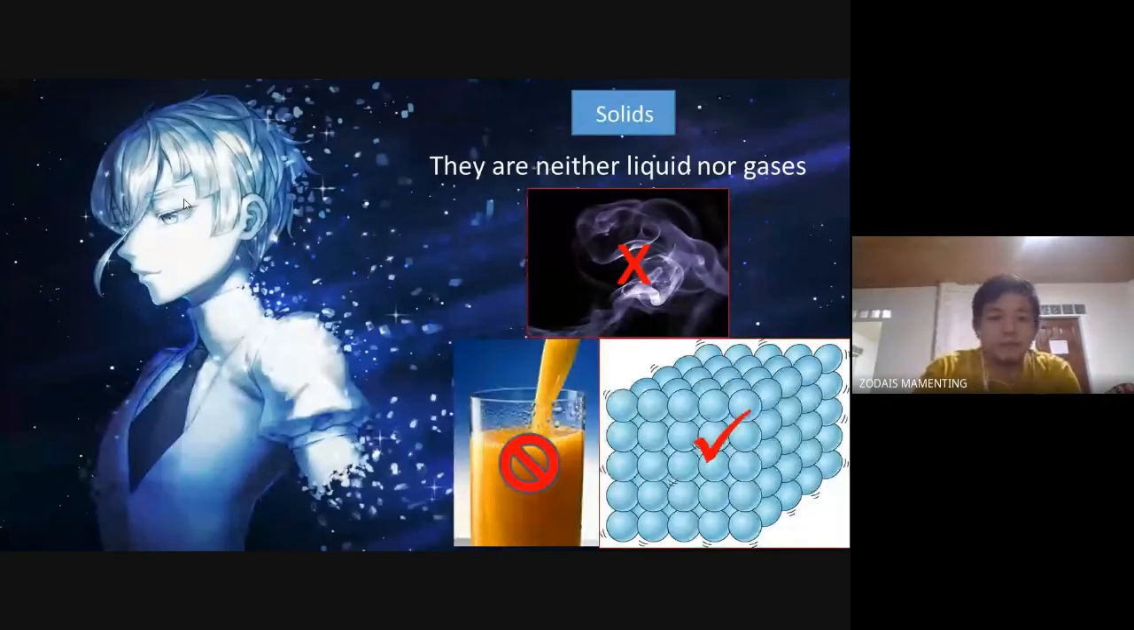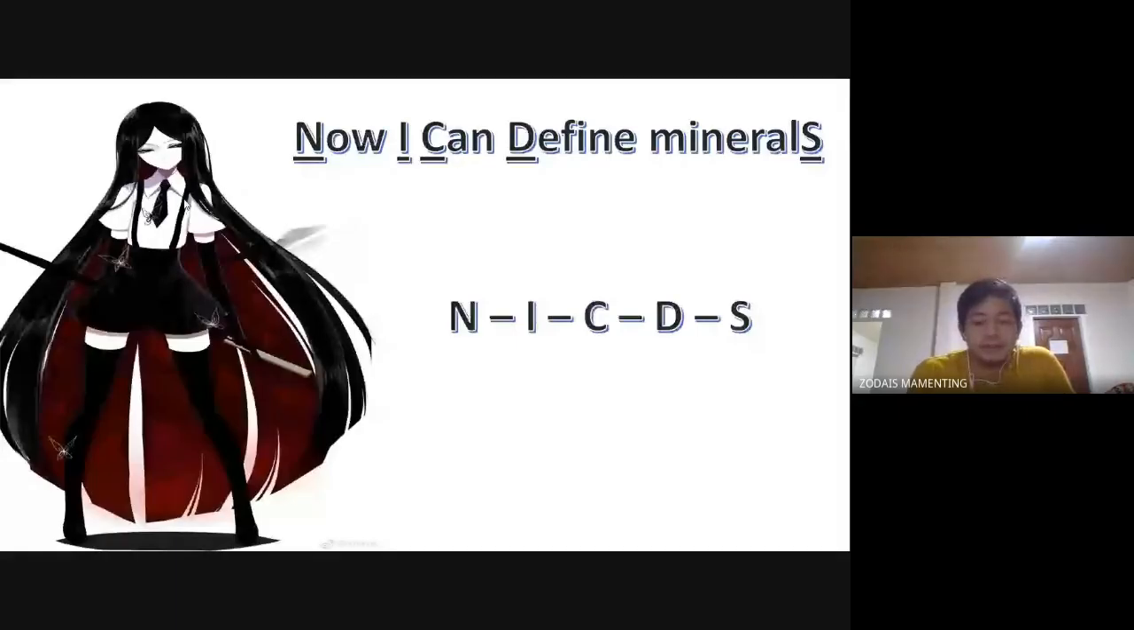Now we can define minerals. These are the abbreviations: N stands for naturally occurring, I stands for inorganic, C stands for crystalline, D stands for definite chemical composition, and S stands for solid. So these are the minerals. These are some of the minerals. We have thousands, more than thousands of minerals.